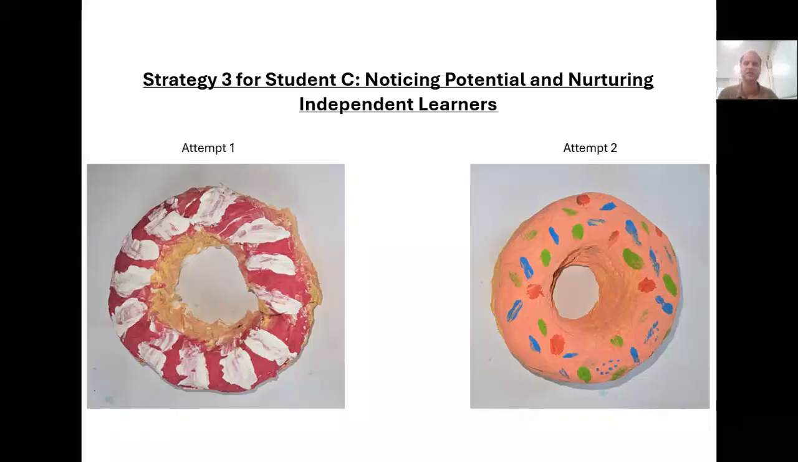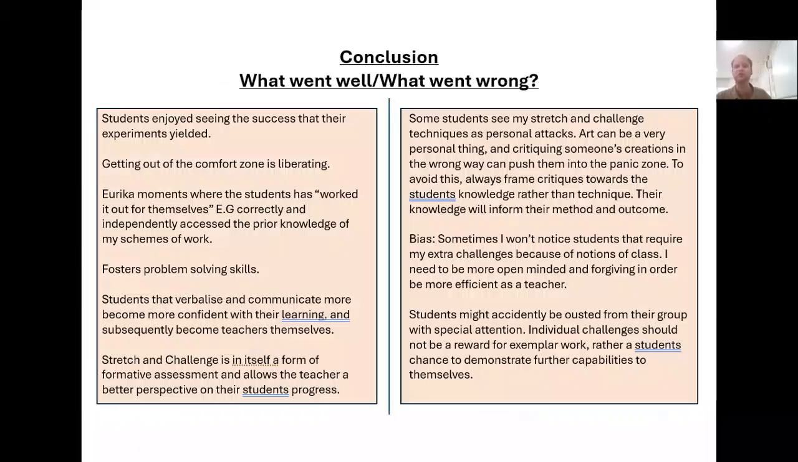But yeah, this strategy three for student C was me really learning where I need to focus my lens as a teacher, and not just go for these typical notions that people have on class and brightness, and just realizing that every student has their own value, even if they're hiding it. It's interesting. So yeah, let's talk about the conclusion.